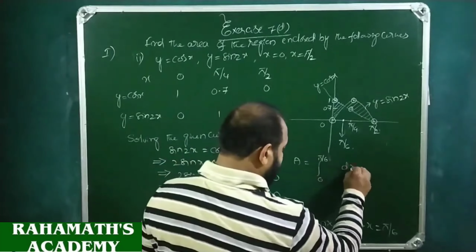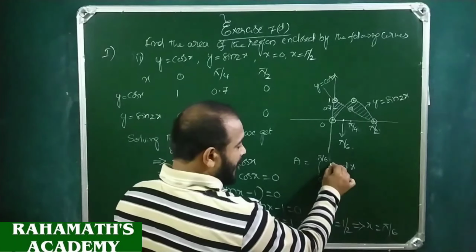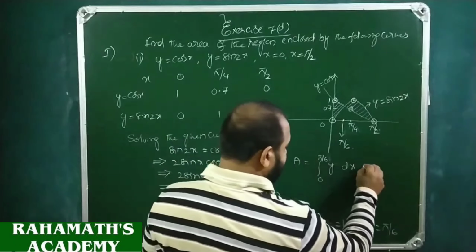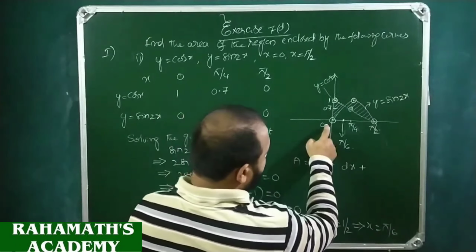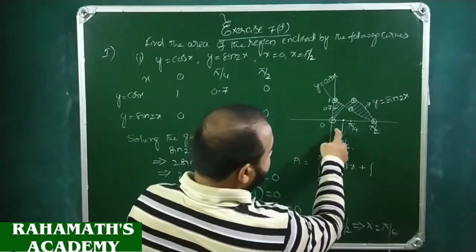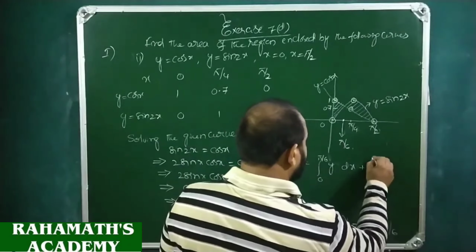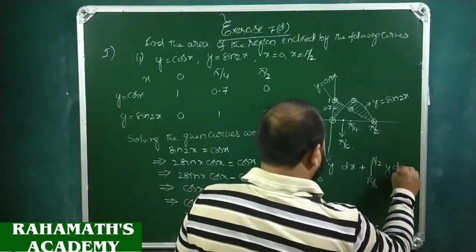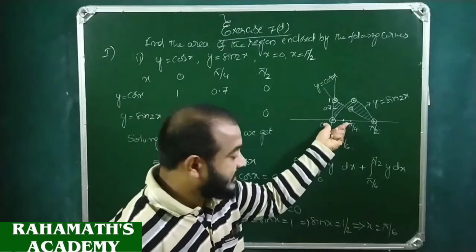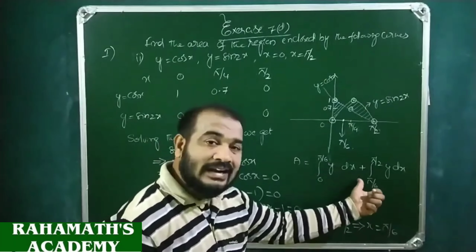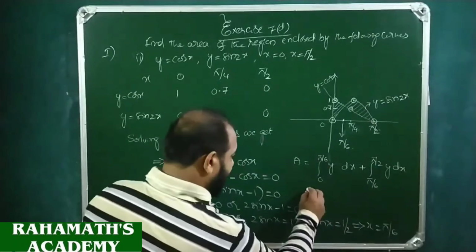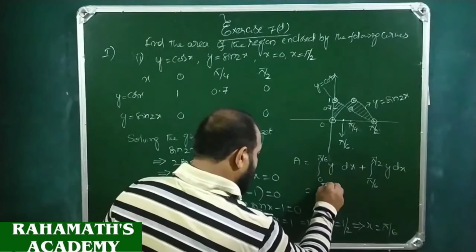So dx here, y dx plus, 0 to pi by 6 y dx plus pi by 6 to pi by 2 y dx. Again I'm telling you, 0 to pi by 6 are the limits of x. So differential operator dx. So y, what is y? Function of x only. So the next step will be 0 to pi by 6.